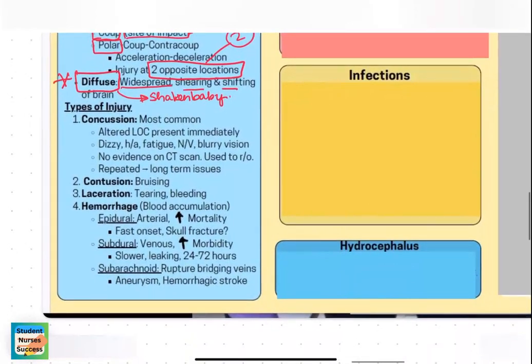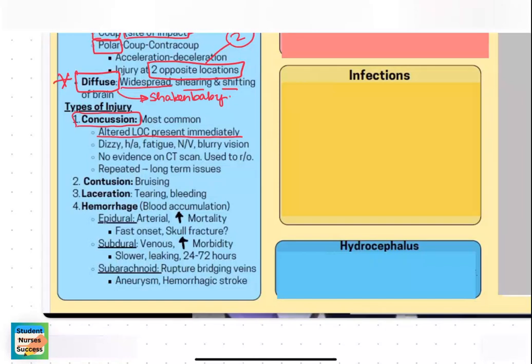Now let's talk about some types of injuries. We're going to talk about four in particular. The first is a concussion. The concussion is the most common, and a concussion is really defined by any alteration in LOC that's present immediately. So, any alteration in level of consciousness, and it's immediate.